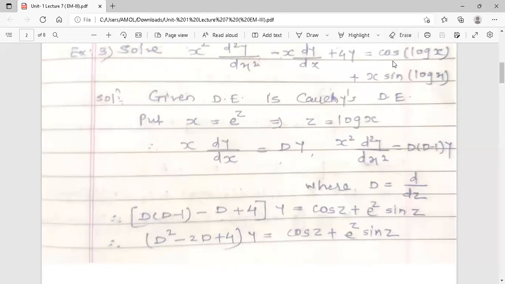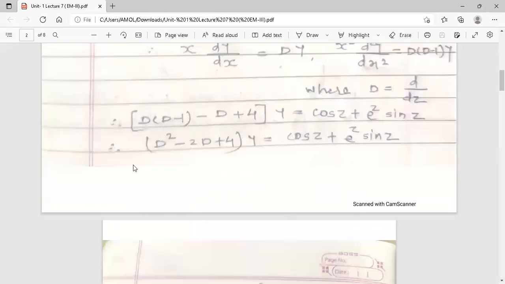Log of x is z. So in the RHS, the term is cos of z, plus x is equal to e raised to z, so replace that x by e raised to z here. Sine of log of x: log of x is equal to z, so replace that log of x by z. So in the RHS, the term is cos z plus e raised to z into sine z. And now simplify the bracket term, D into D minus 1 minus D plus 4, as D square minus D minus D plus 4, means D square minus 2D plus 4, into y is equal to cos z plus e raised to z into sine z. This is the simplified form.